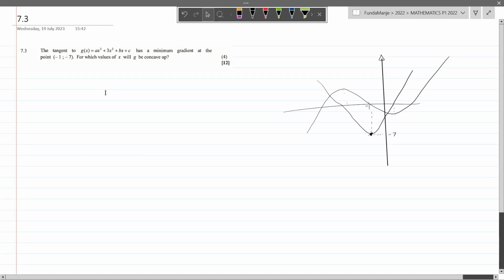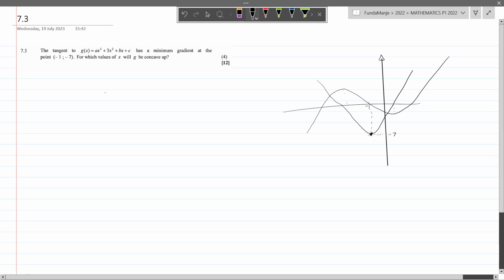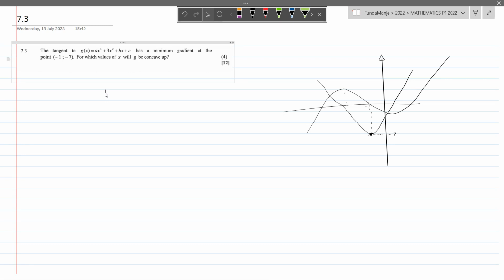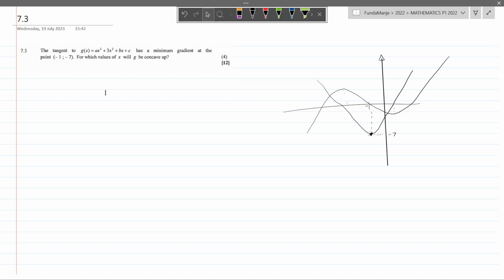7.3 says the tangent to the cubic function g has a minimum gradient at the point (-1; -7). For which values of x will g be concave up? So for explanation, I've drawn a diagram on the side which shows the tangent to g, which is a cubic function, has a minimum gradient at the point (-1; -7).